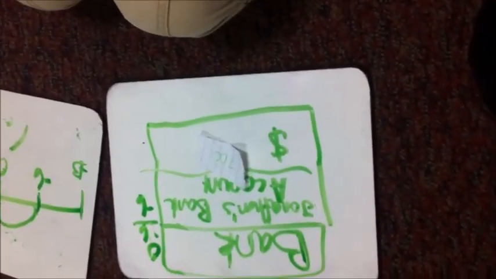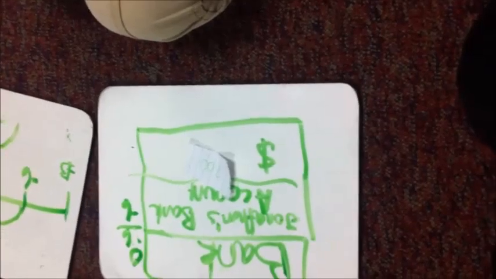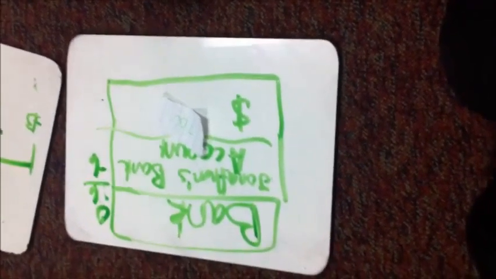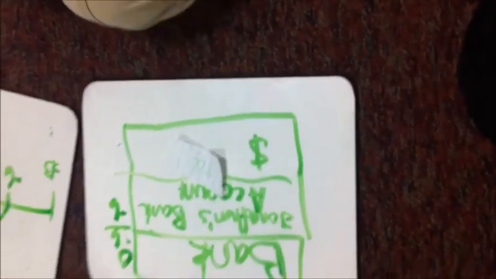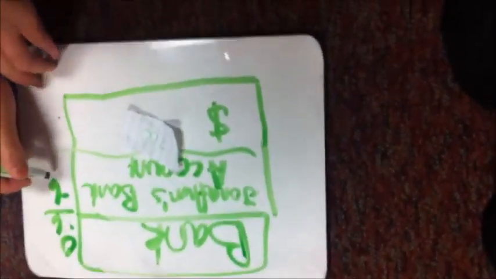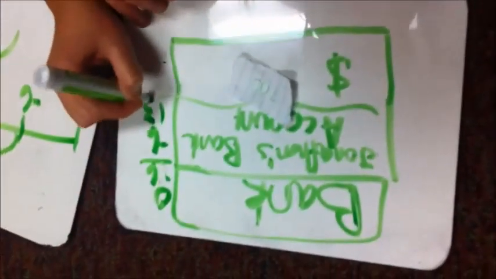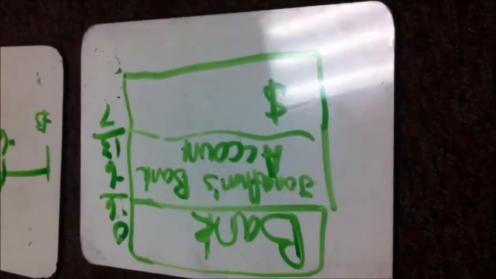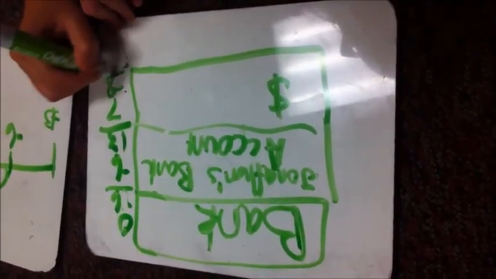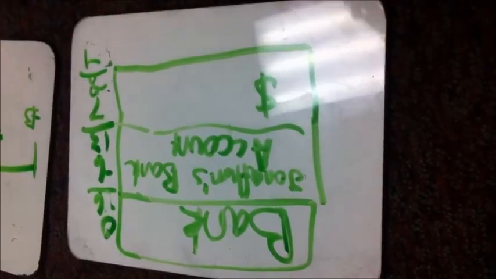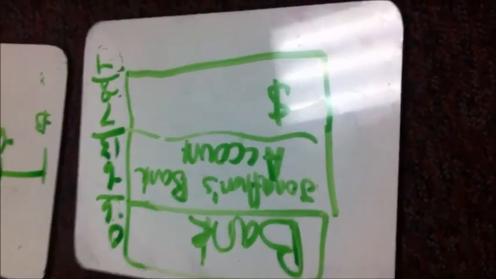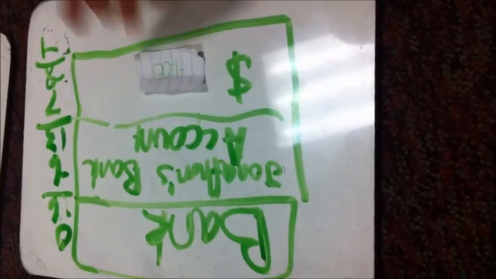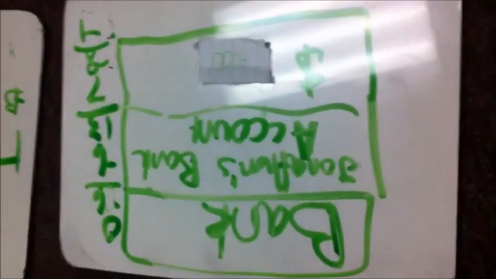He spent $8 to go see a movie with a friend. So he's going to subtract from what he already has, and since 8 is greater than 7, we are going to have a balance of negative 1, and it will change to this.